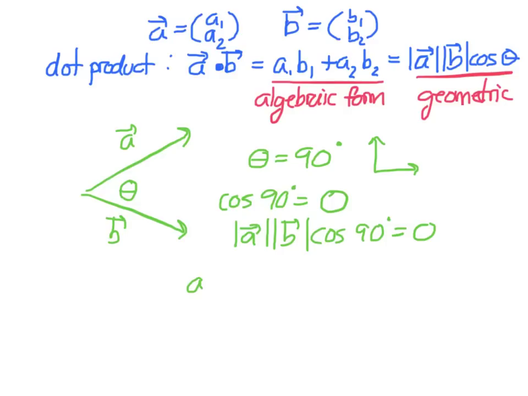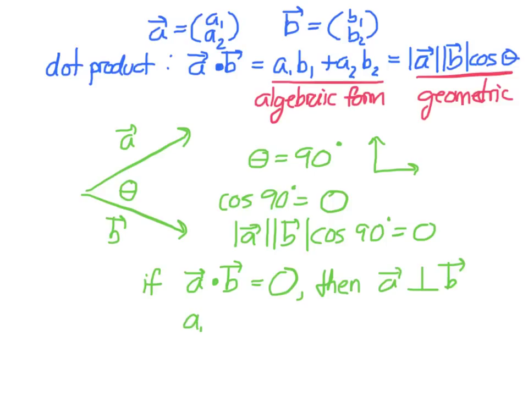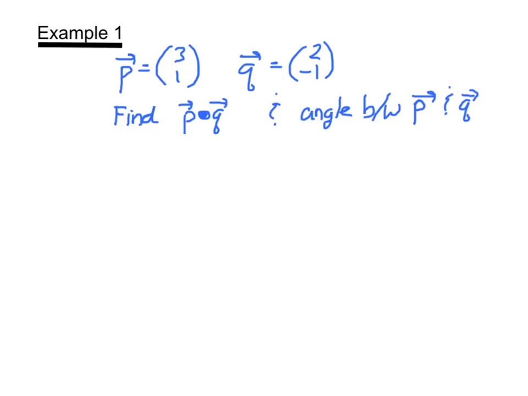So this gives us a quick test to see whether or not two vectors are perpendicular. We can use the dot product: if the dot product of A and B equals 0, then vector A is perpendicular to vector B. Remember the symbol for perpendicular. And the quick way to calculate that is to simply use the algebraic form. So another way of saying this is if A1 times B1 plus A2 times B2 equals 0, then I have two perpendicular vectors. So let's take a look at an example.